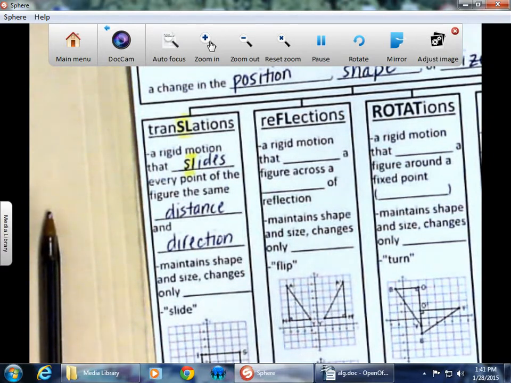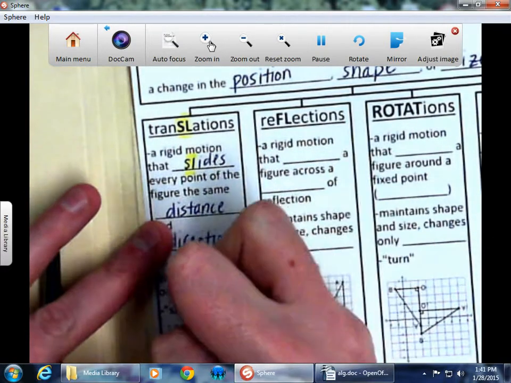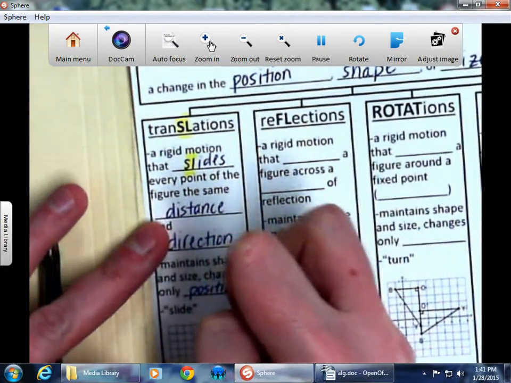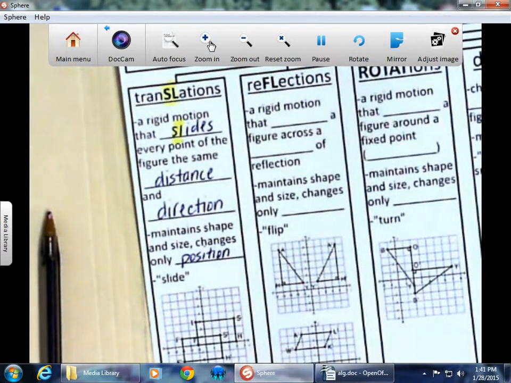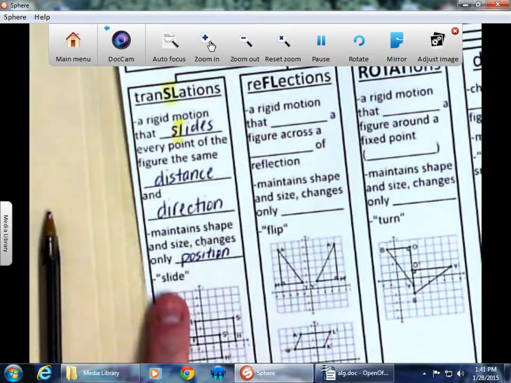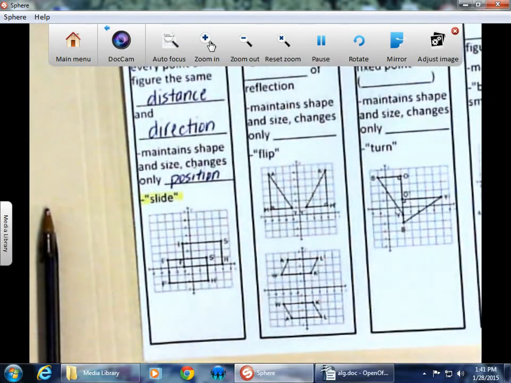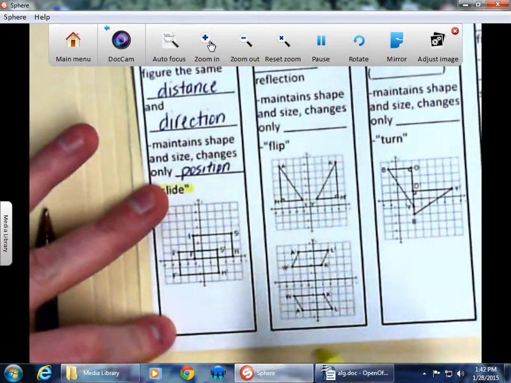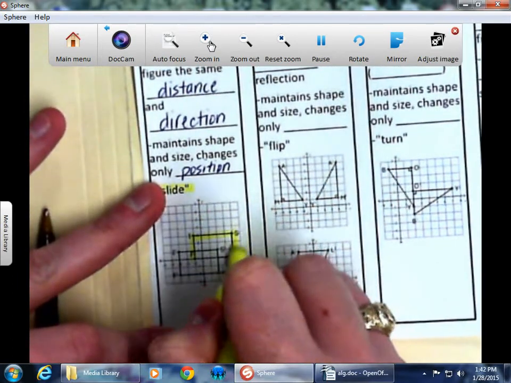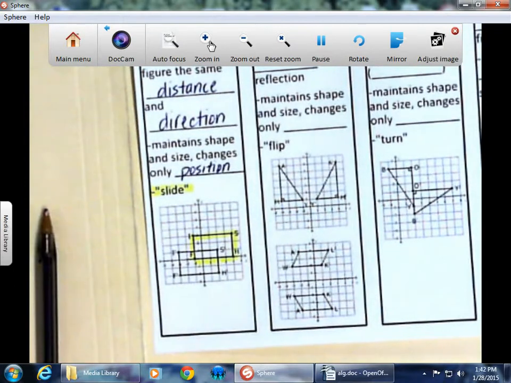Then it says it maintains the shape and size, changes only the position. So when we translate something, when we slide it, it does not change sizes. It just moves. And then down here you have in quotes the word slide, so highlight that word. Okay, so you have an example there. You have rectangle FISH and rectangle F prime, I prime, S prime, and H prime. We're going to highlight the pre-image, so the original one. So that is the one without the prime. So if you will highlight that rectangle right there, that's the original one, and then it was translated to become this one.